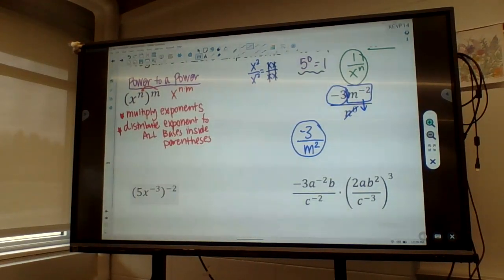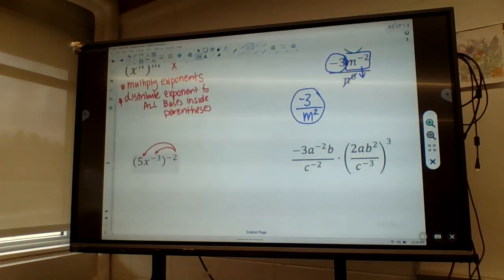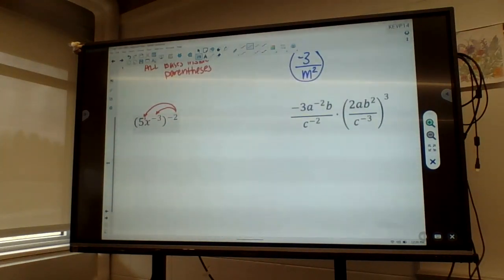So I'm going to take this negative 2 power and I'm going to distribute it in. Now the thing is though, I have to distribute it into both this power, but then also, like remember I said before, the 5 really has a 1 as its exponent. So that negative 2 also has to go to the 5. So it's going to become 5 to the negative 2. And then x, I'm going to multiply those. Negative 2 times the negative 3 is going to be the 6th power.